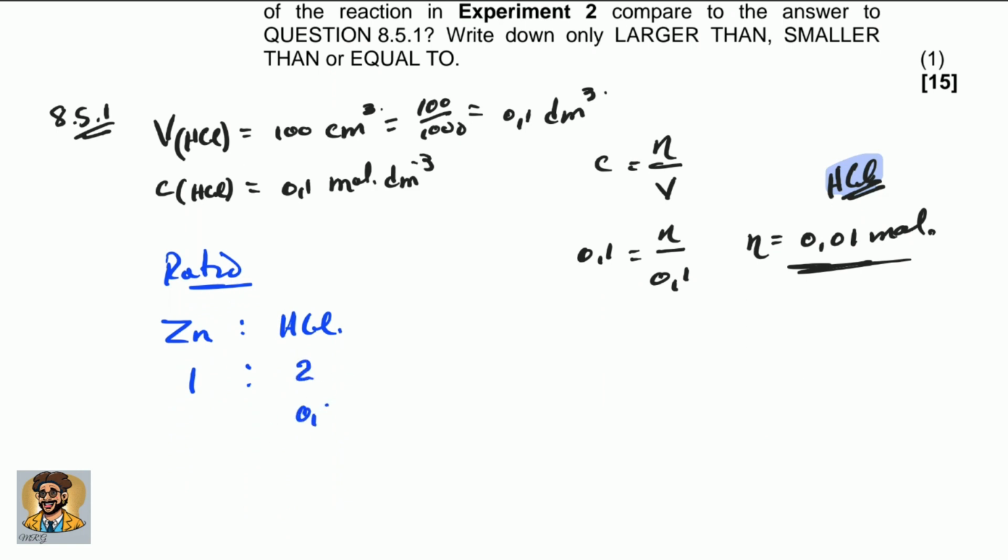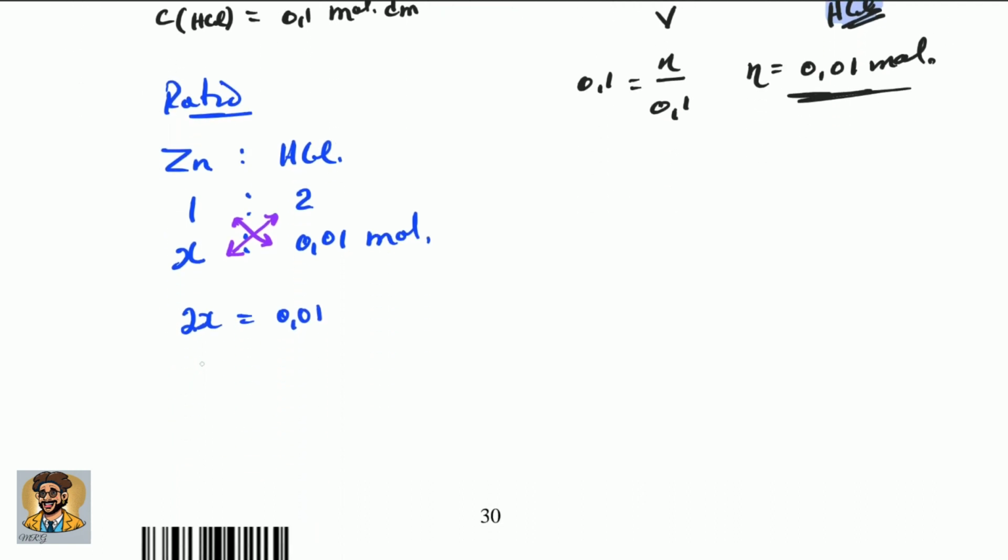We use 0.01 mole of hydrochloric acid. I want to know how much zinc was used during this reaction. Guys, if you think you're going to get confused, you do a cross product here. It's quite simple this one because it's half, but you can do the cross product. This will be 2x equal to 0.01. It means x is equal to 0.01 divided by 2, which is equal to 0.005 mole. This is the amount of zinc that was used.